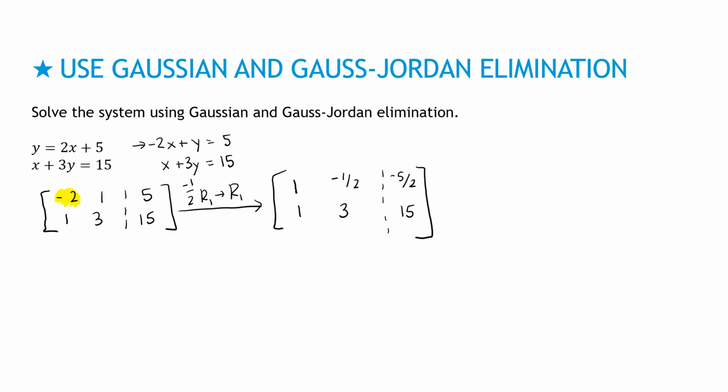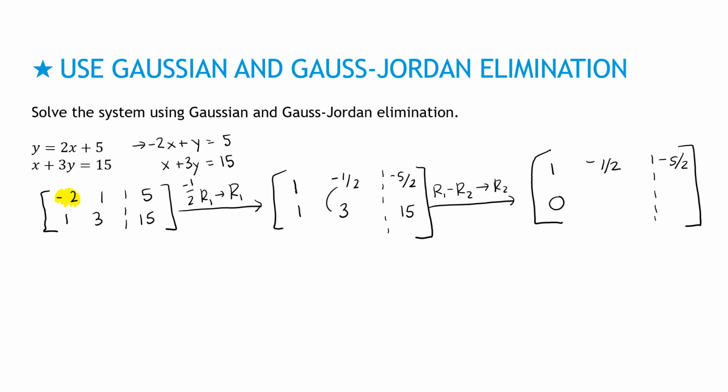My next step is that I really want to get this guy to be a 0. So that's what I'm going to do next. To get that guy to a 0, lucky me, I already have a 1 here. So I should just be able to take row 1 minus row 2 to be my new row 2, because 1 minus 1 is 0. So row 1 stays exactly the same as it was before. Row 2, 1 minus 1 is 0. Negative 1/2 minus 3 is negative 3.5, or negative 7 halves.